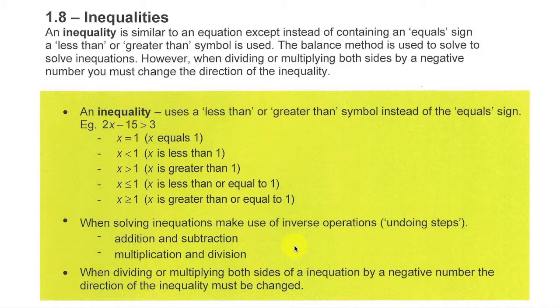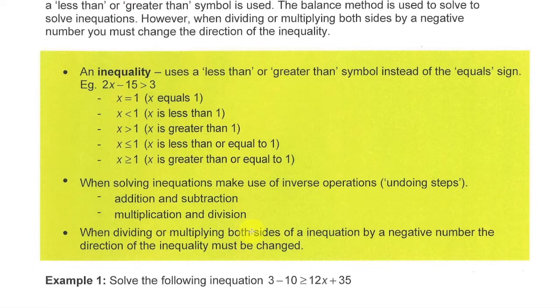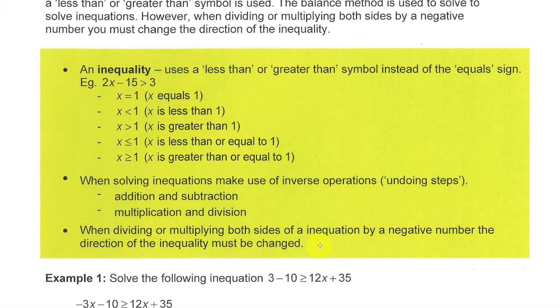When we're solving inequalities, we deal with it in the same way as we solve equations. So we apply the opposite inverse operations. So just the undoing steps. So addition and subtraction are opposite to each other, multiplication and division are opposite to each other. The only difference is that if we end up multiplying or dividing by a negative number, then we need to change the direction of the inequality.